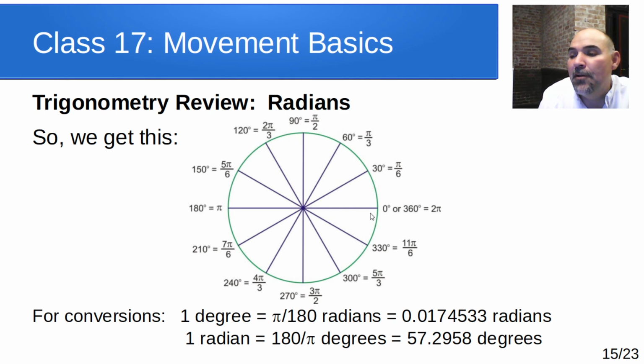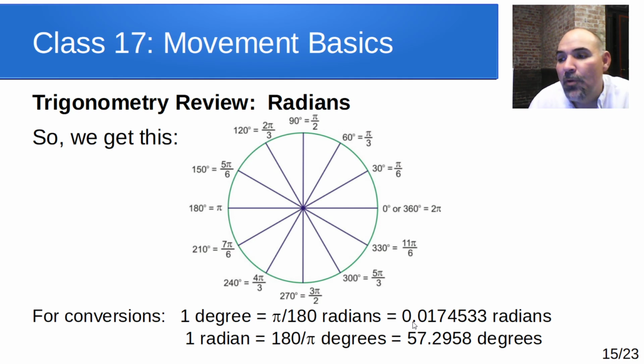And in fact, we can convert from degrees to radians really easily. There are 180 degrees to get us to pi, so 1 degree is 1/180th of pi. So pi over 180, or 0.017453 radians, is equal to 1 degree.